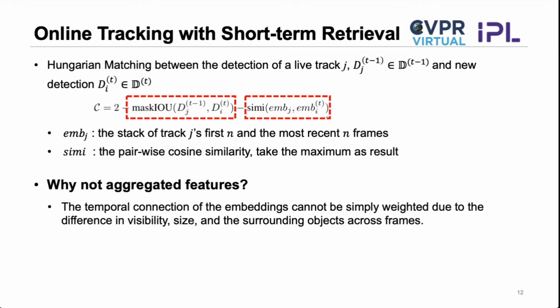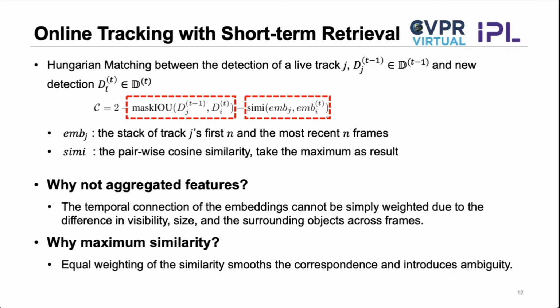It is also common practice to use aggregated features. However, we found that due to the difference in visibility, size, and the surrounding objects, the temporal connection of the embeddings cannot be simply weighted and added up across frames. Also, averaging over the similarity smooths the correspondence and introduces ambiguity, so we choose the maximum number.